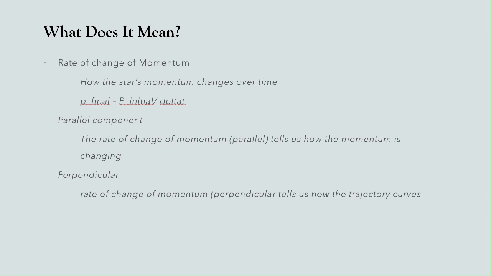Alright, let's go over the what does it mean question. Rate of change of momentum is how the star's momentum changes over time, which is found by p final minus p initial over delta t. The parallel component is the rate of change of the momentum. Parallel tells us how the momentum is changing. And the perpendicular component tells how the trajectory occurs.